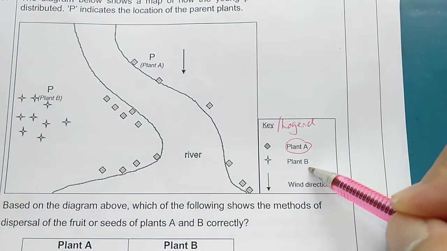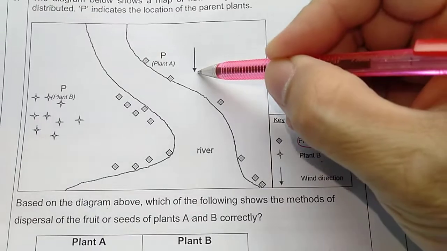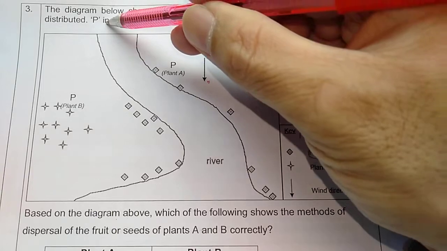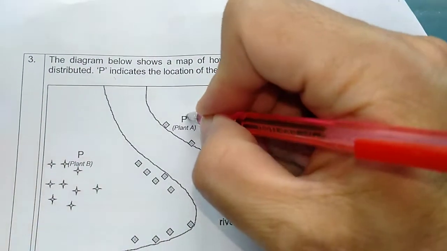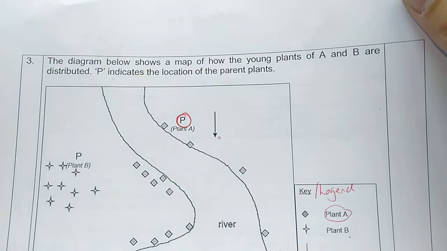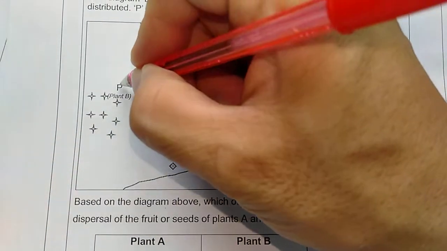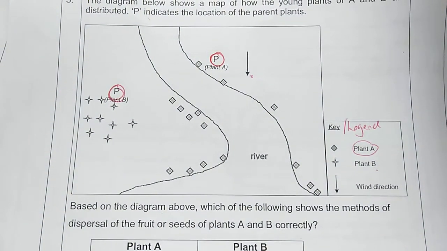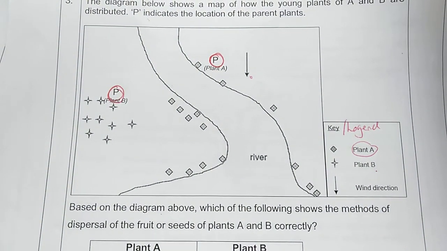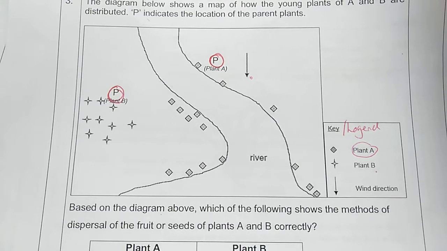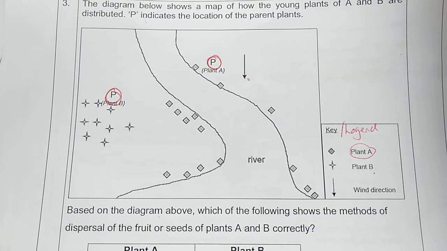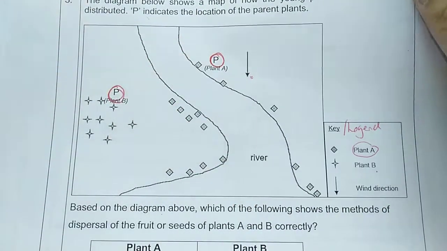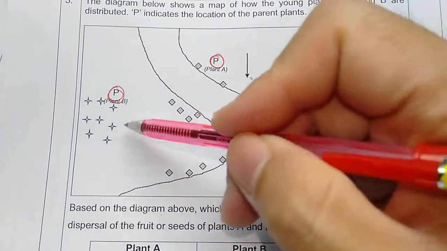Next one, plant B. Now for plant B, I see wind direction here. We know the P stands for the position of the parent plant. So this is where the very first plant A is found, and this is the original parent plant B. And you will notice the seeds of plant B are dispersed. If it's by explosive action, it'll be around P. If it's by wind, it'll be in this direction.